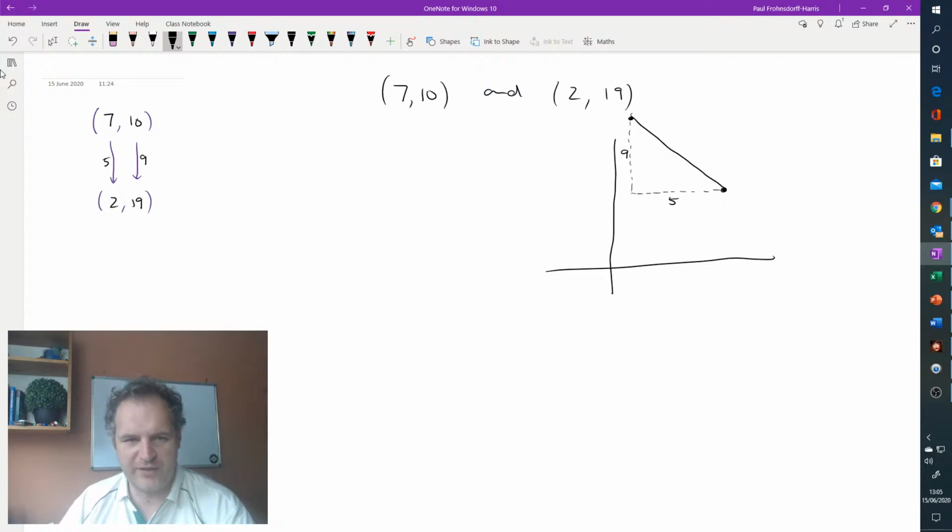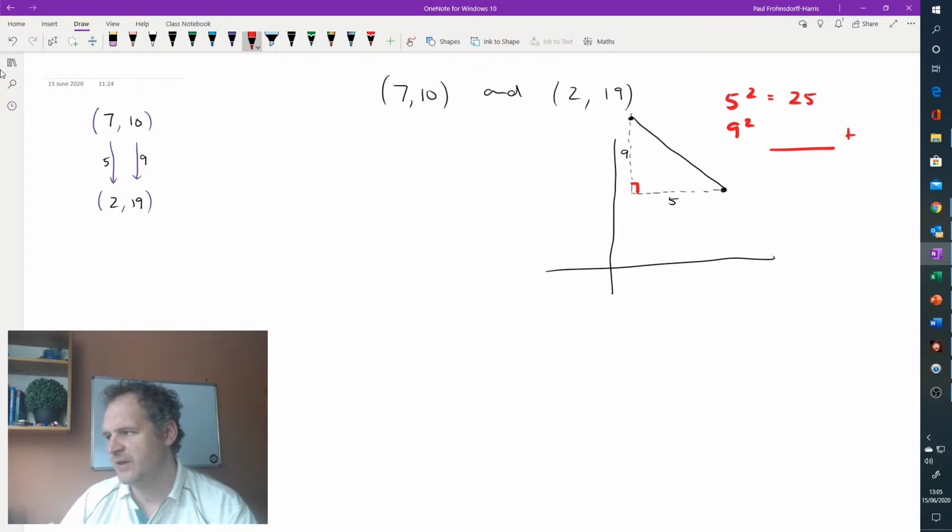Now we use Pythagoras. The rules for Pythagoras were 5 squared, because we've got this right angled triangle, 9 squared, and then add them together. So we've got 5 squared is 25, and 9 squared is 81. And we're going to add them together, giving us 106. So once we've got 106, we now need to square root 106 to say what that distance is.